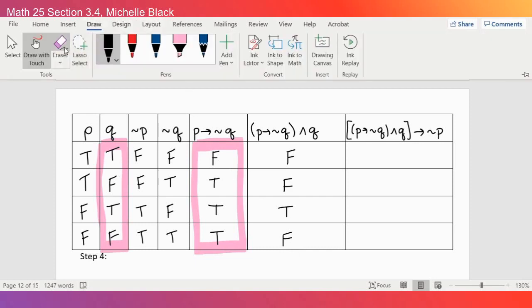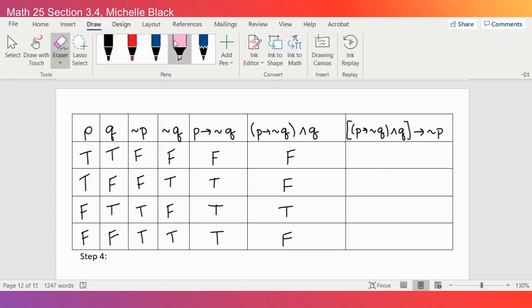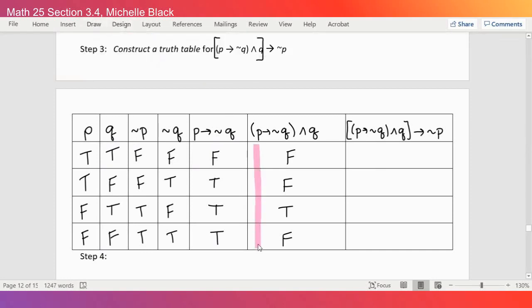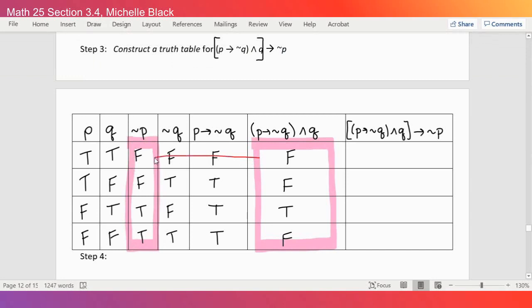And then we're now on our very last column, which is looking at the previous column and doing an if-then over to not P. So again, I'm starting in the column we just finished, which is our big conjunction, and I'm doing an if then over to not P. We're reading our table backwards in this direction.